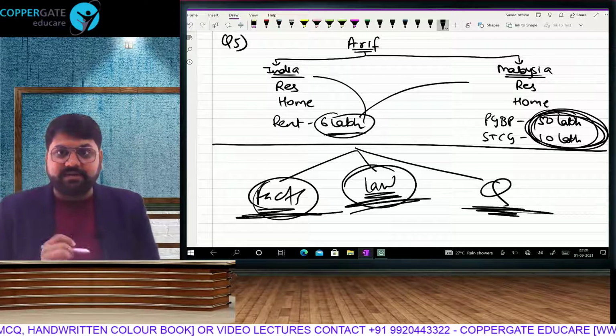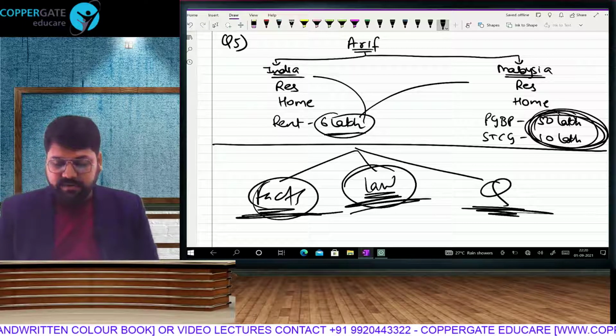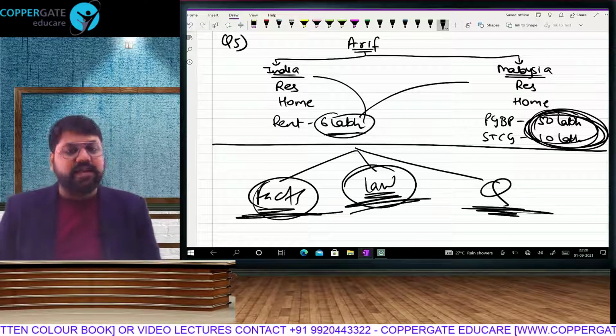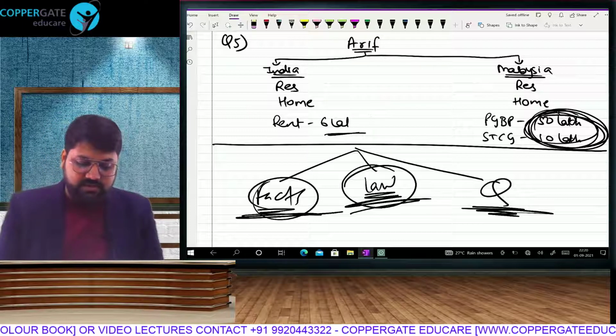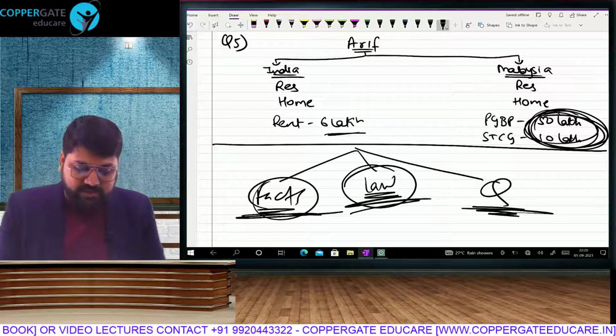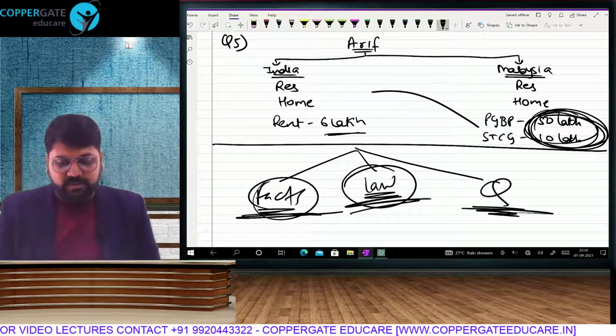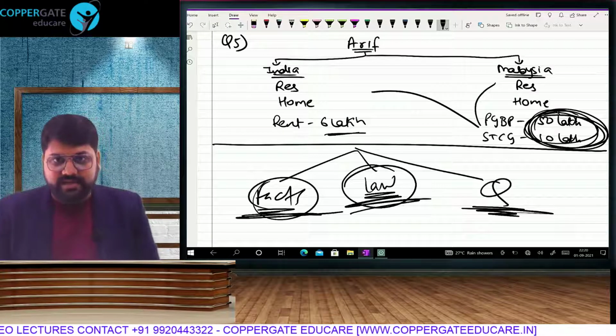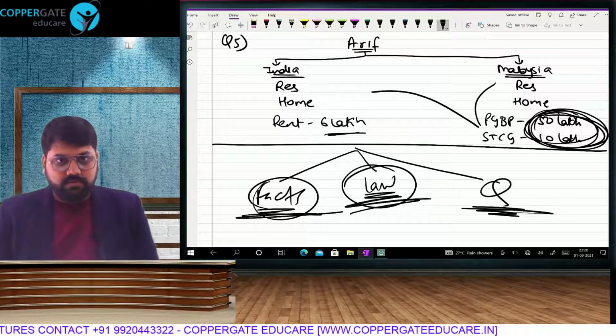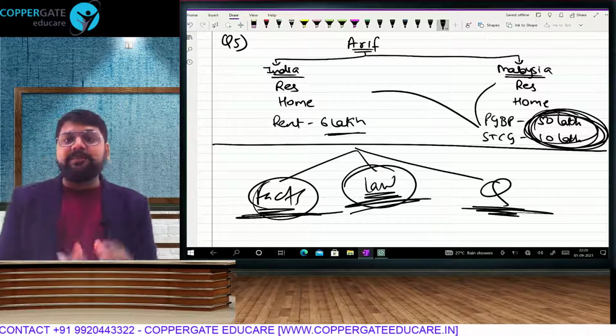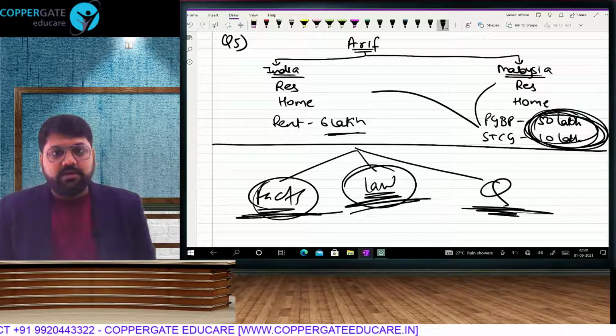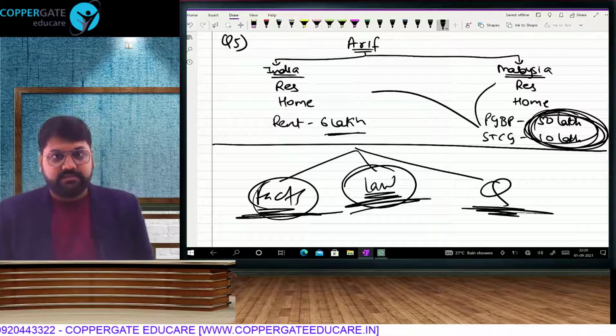Malaysia will also take tax because of residence. Very good. Same applies to this 60 lakh. Source is in Malaysia, but residence is in both countries. So India will take tax because of residence, and Malaysia has got residence and source both. The concept called double taxation due to double residence.